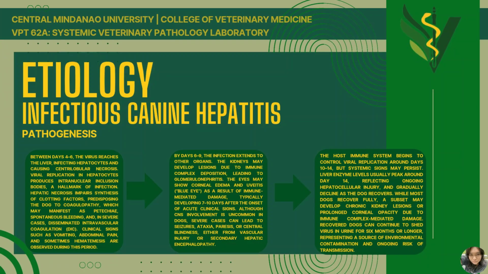The liver enzymes will peak around day 14 and then they will gradually decline. So most dogs recover, but some may develop chronic kidney disease or persistent corneal opacity. So even after recovery, dogs may continue to shed the virus in the urine for several months, specifically 6 months or longer, which contributes to disease transmission to other dogs.